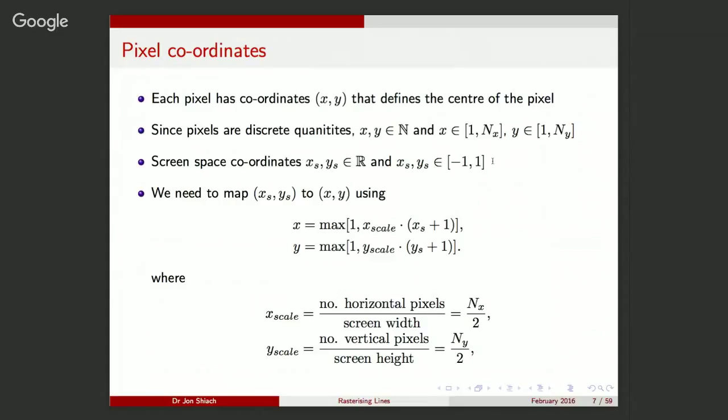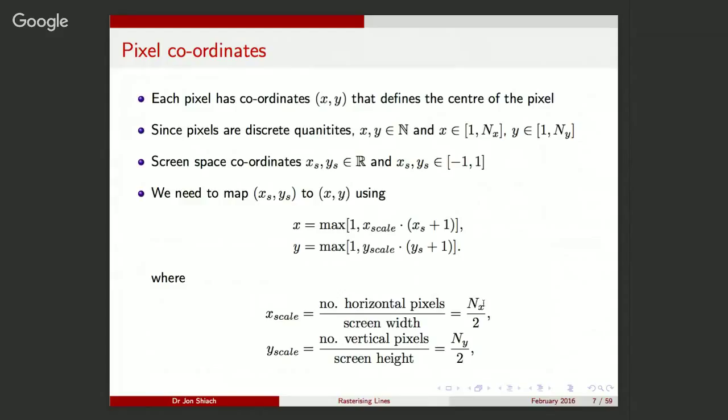Remember that screen space coordinates are in the range minus 1 to 1, and they were real numbers. So we've got to go from screen space coordinates to our pixel coordinates. The way we do that is we scale them using these two expressions here. So x scale and y scale are simply the number of coordinates divided by 2 in each direction. You add one to your screen space coordinates, so adding one means they're then in the range 0 to 2, which is why you have that divided by 2 down there. So you add one to it, so they're in the range 0 to 2, divide by 2, so they're in the range 0 to 1, then times by the number of pixels in that direction.